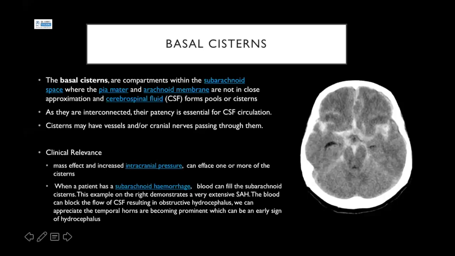So again, they're clinically relevant, and mass effect for any reason and increased intracranial pressure can efface one or more of the cisterns. And when a patient has a subarachnoid hemorrhage, blood can fill the subarachnoid cisterns. So in this example on the right, this demonstrates a very extensive subarachnoid hemorrhage, and this is the hung chicken sign. Blood can fill these subarachnoid spaces and block the flow of CSF, resulting in obstructive hydrocephalus. And we can just appreciate that the temporal horns may be becoming slightly prominent here, and this can be one of the early subtle signs of developing hydrocephalus.